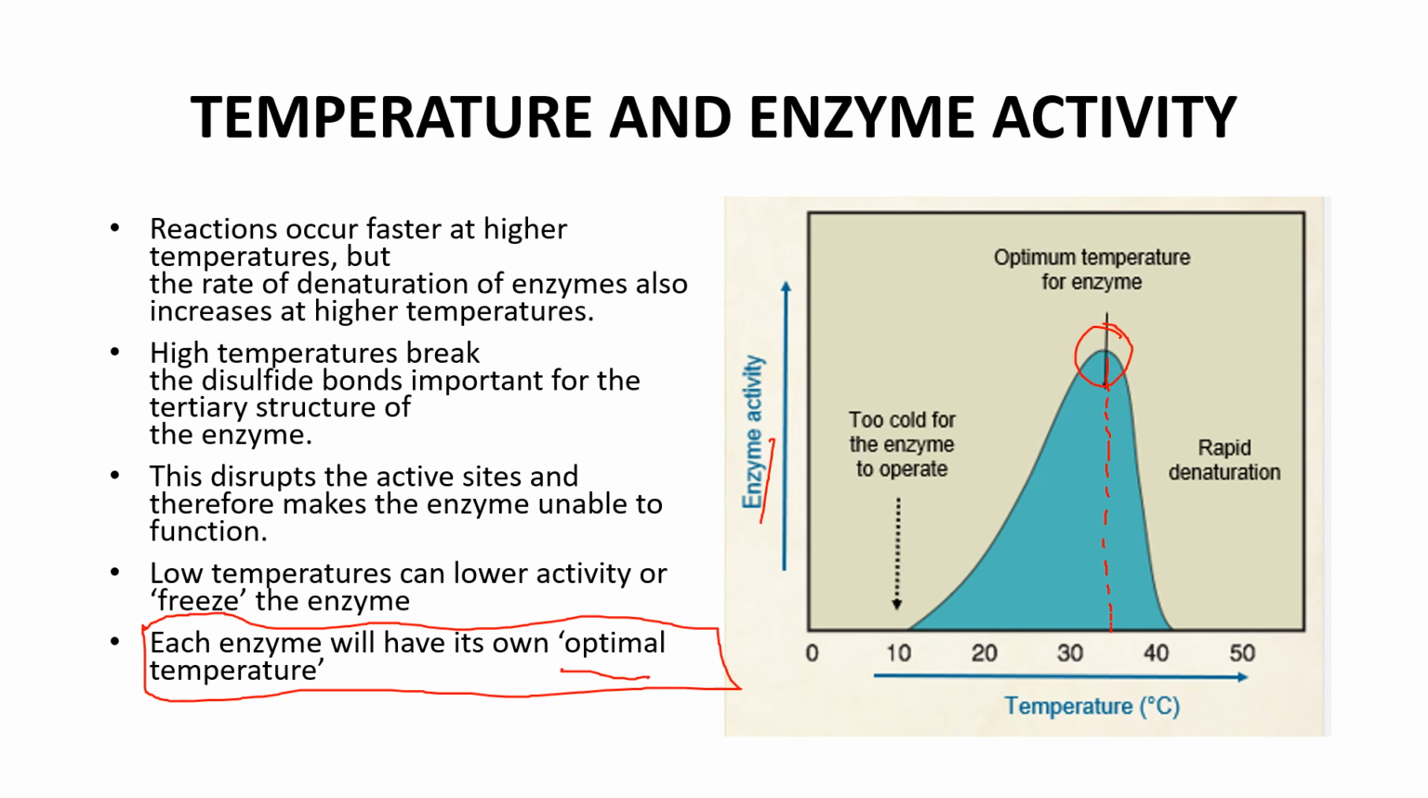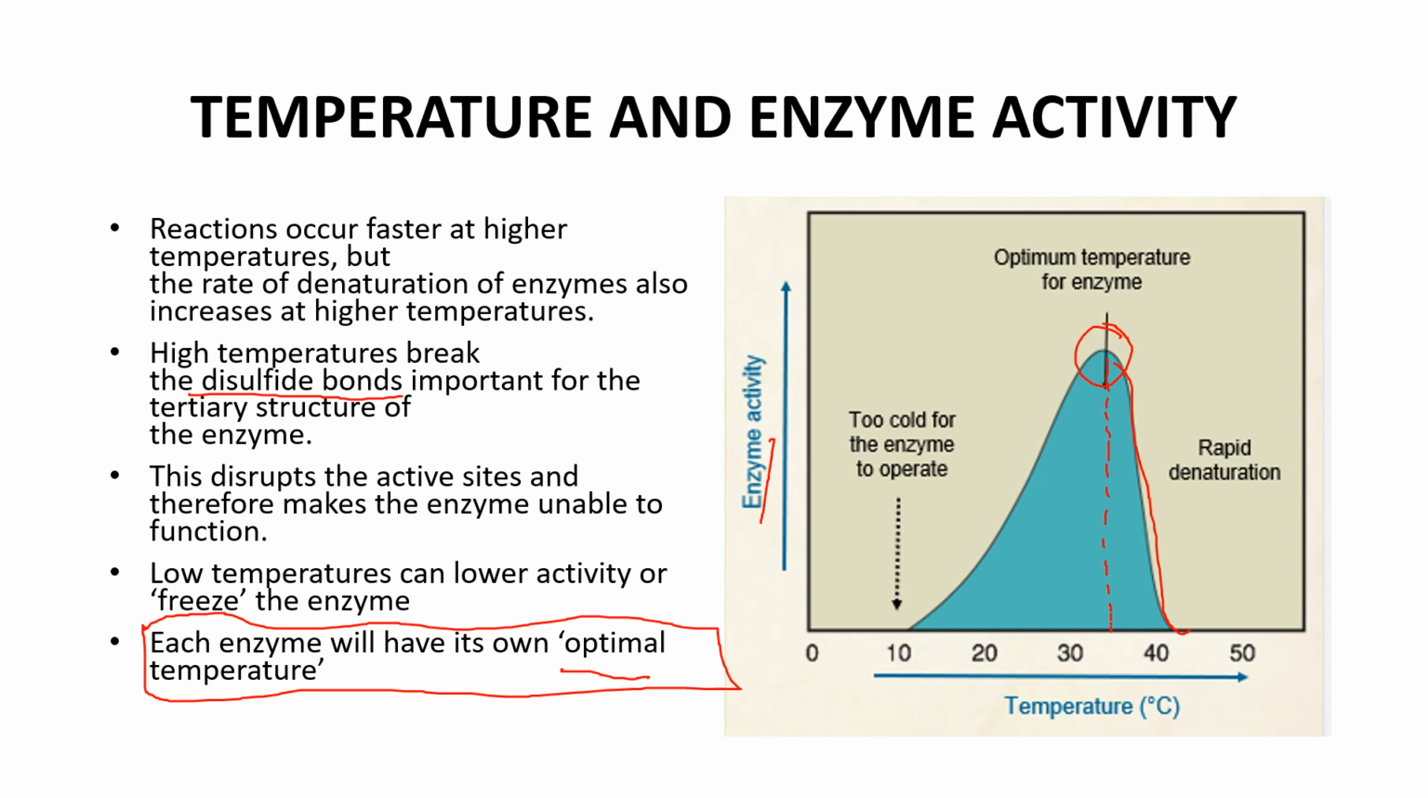So what happens when temperatures get too hot? When temperatures are too high, denaturation occurs. Denaturation is basically the breakdown of an enzyme. High temperatures break the disulfide bonds in the tertiary structure. Hopefully you remember that those are the main bonds holding that tertiary structure together. Because it's breaking the tertiary structure apart, this affects the shape of the enzyme, and therefore affects the active site, and therefore the function.